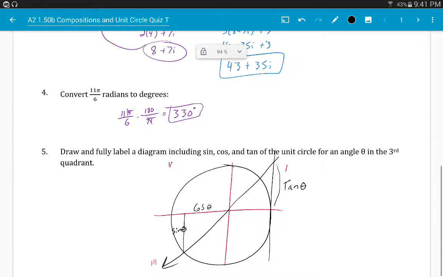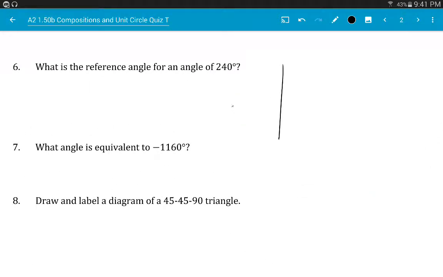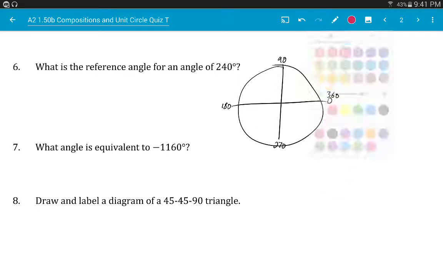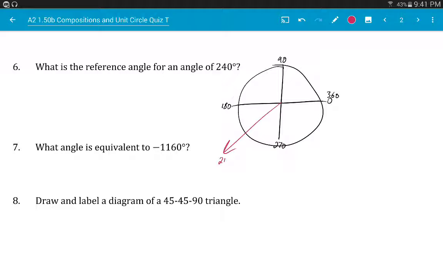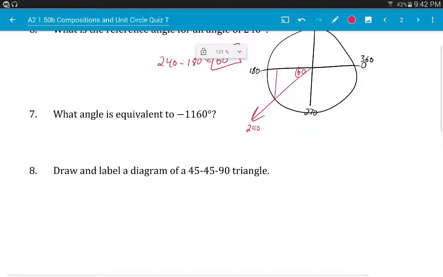The reference angle for 240 degrees is just saying if I graph 240 degrees, what quadrant would it fall into, what angle would be inside the triangle. So if I draw the unit circle, 240 degrees is here, 240. Drop this line. Here's the angle. It's between 180 and 240. 240 minus 180 equals 60. That's the reference angle.